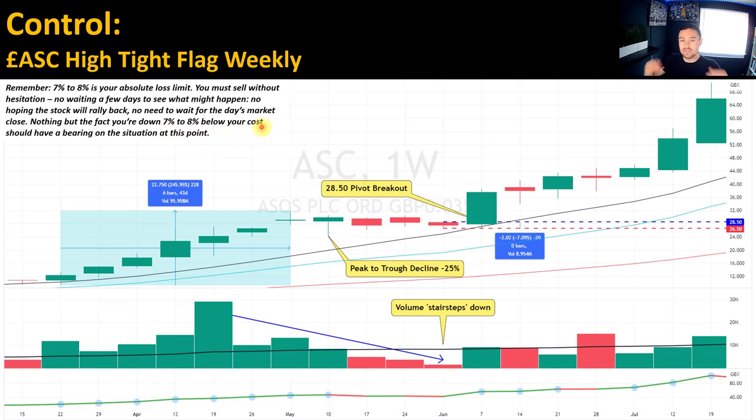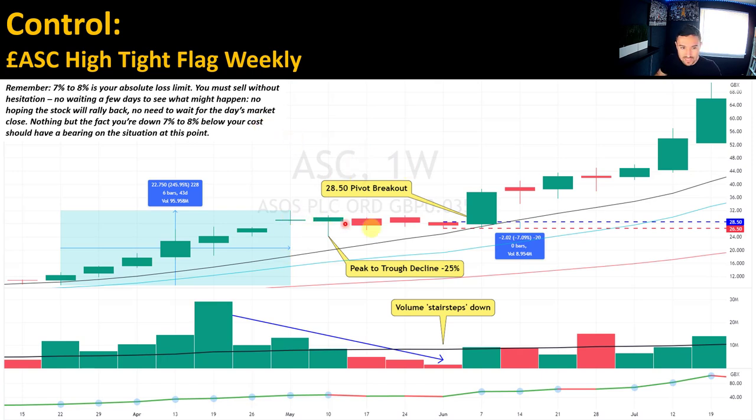So a lot of us, when suddenly we're at a loss, we can start rationalizing, oh, it'll come back. Maybe you start searching the internet for articles or what people are saying on social media or things like that. You start watching YouTube videos on the company. Oh, that's a really good company. The earnings were up, the sales were up. It will come back. Very, very, very dangerous behavior.